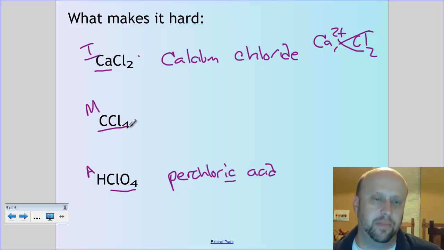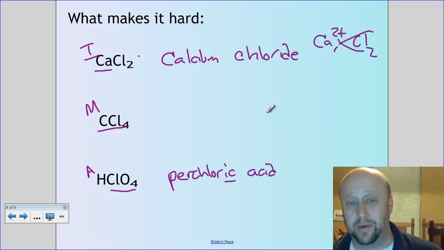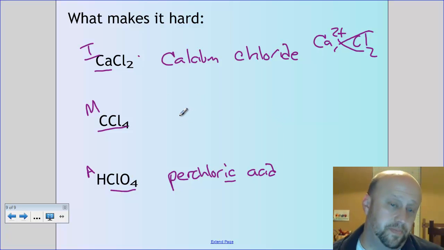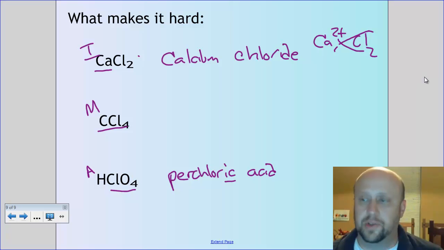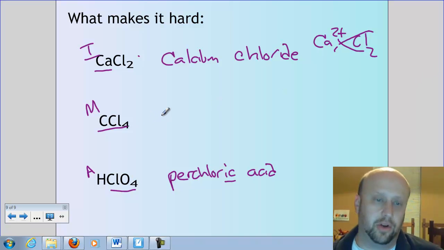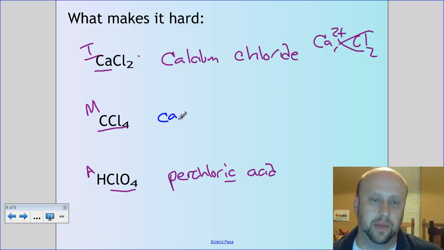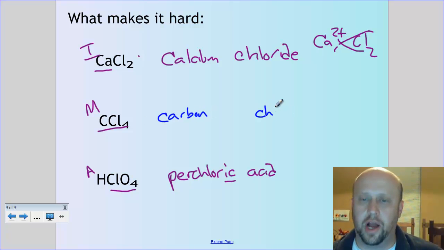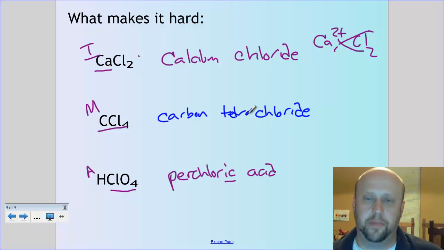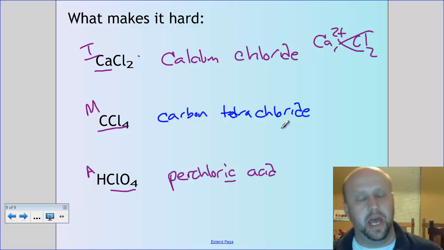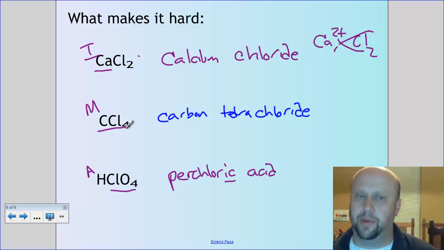This other compound in the middle is molecular. How do I know that? Because both of those things are nonmetals, and it doesn't start with H. So I use the rules for molecular compounds that we talked about in this video. I just name what it is. It's carbon. Chlorine is chloride, and I've got 4 of them, so it's tetra. So carbon tetrachloride.